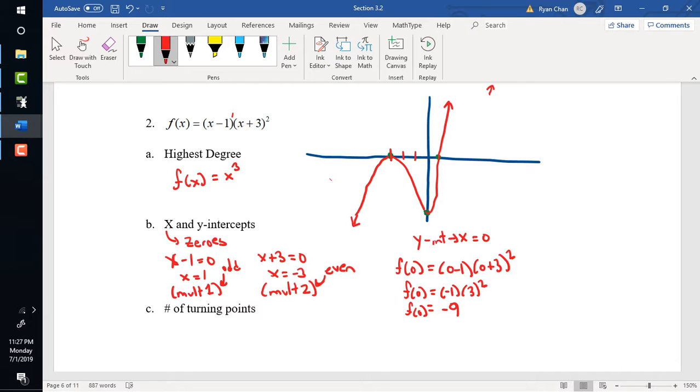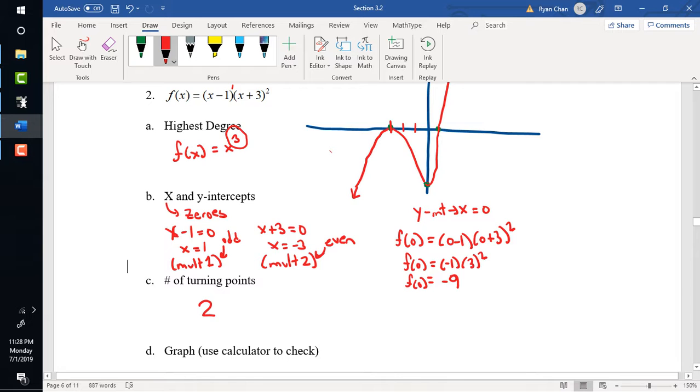So I'm doing a rough sketch. You can see what's happening here. And then I'll look at how many turning points I have. 1, 2. I have 2 turning points. Now let's think about this. This should make sense because what's my highest degree? It is 3. So my general rule of thumb is a highest degree of 3 is 1 more than 2 turning points. So that makes perfect sense.